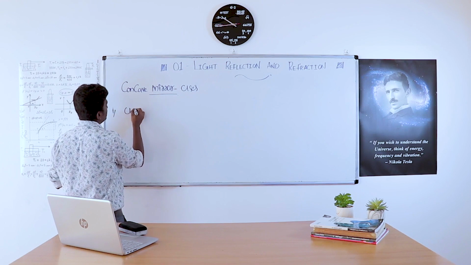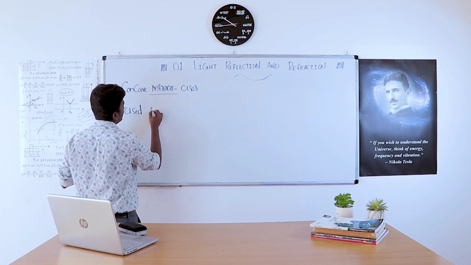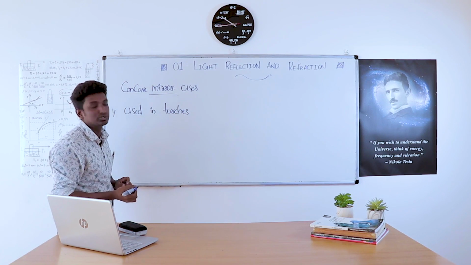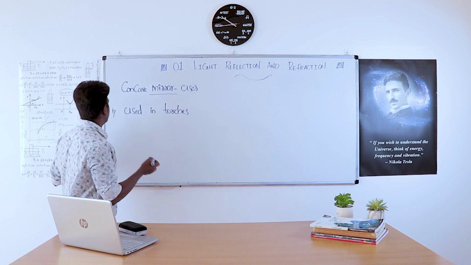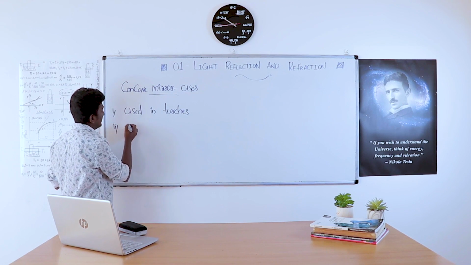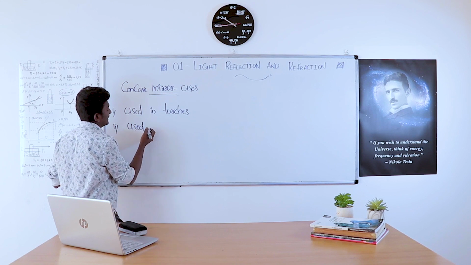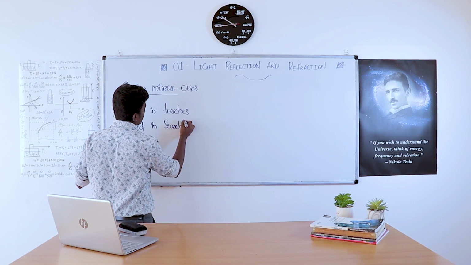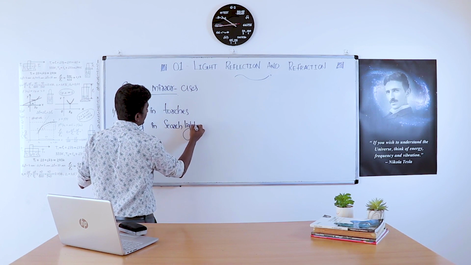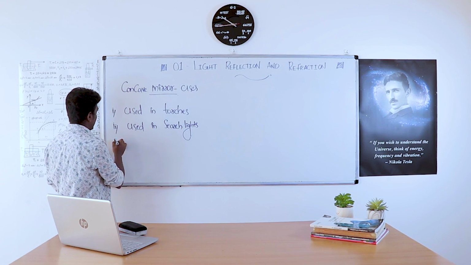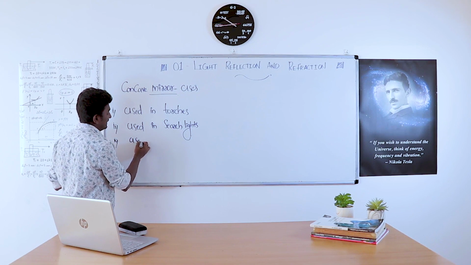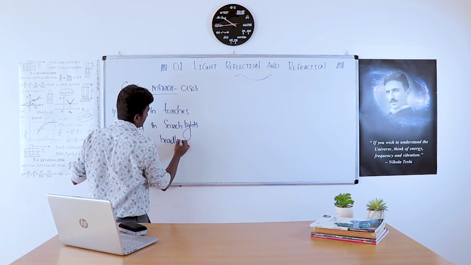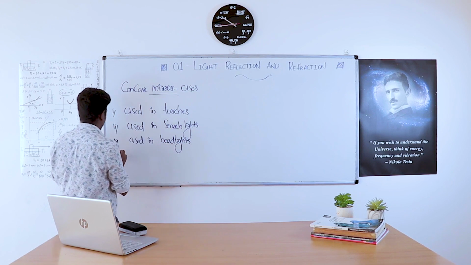This concave mirror is commonly used in torches. That is the first use. The second one, concave type mirrors are used in searchlights. And the third one, used in headlights of vehicles.